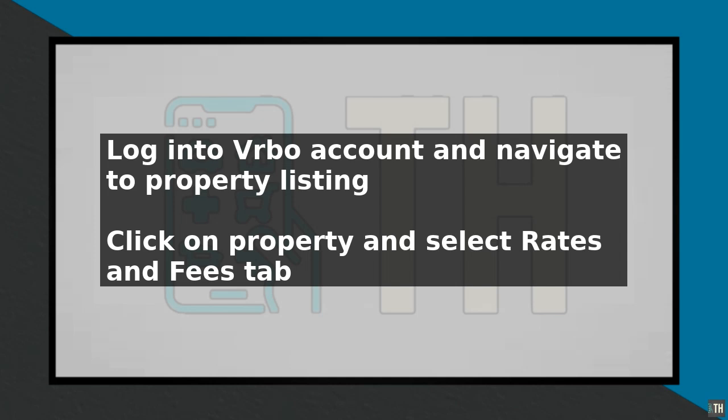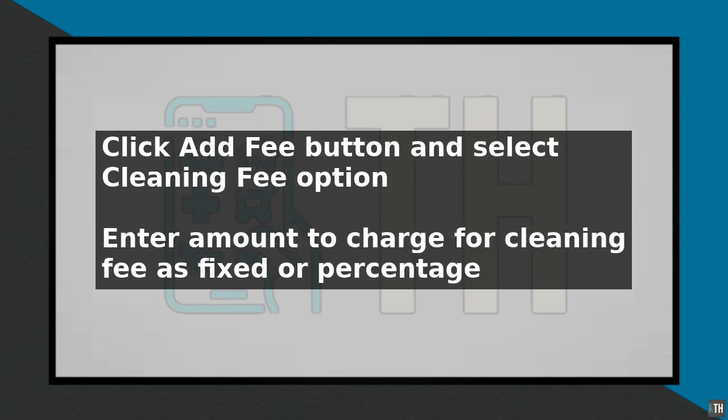Click on the Add Fee button and select Cleaning Fee from the drop-down menu. You will then be prompted to enter the amount you want to charge for the cleaning fee. This can be a fixed amount or a percentage of the total booking cost.